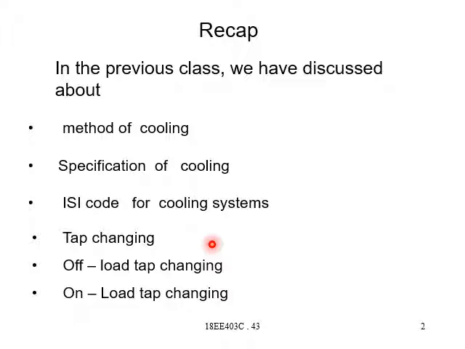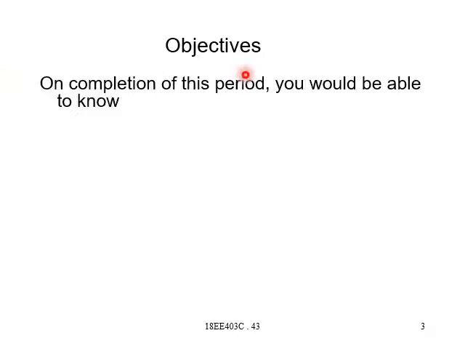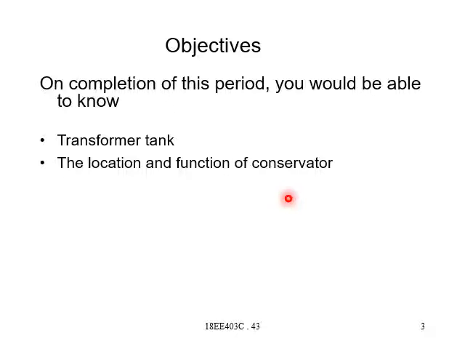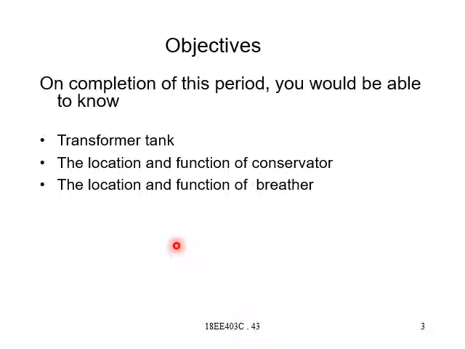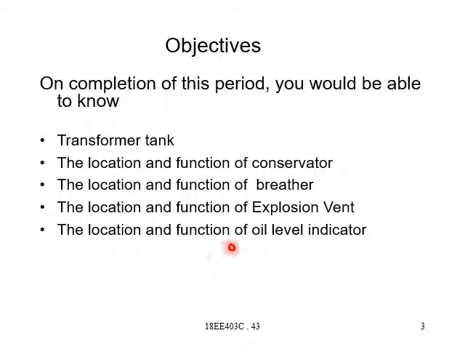Now we'll continue this session, moving on to the next slide for today's topic. The objectives are, on completion of this period, you will be able to know about the transformer tank, the location and function of the conservator, the location and function of the breather, the location and function of the explosion vent, and the location and function of the oil level indicator.